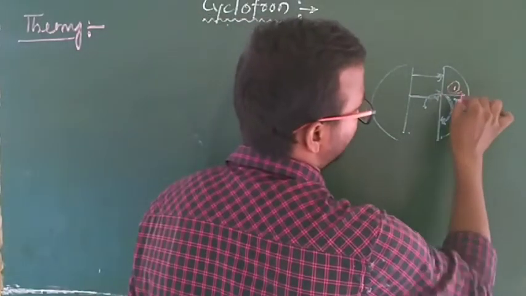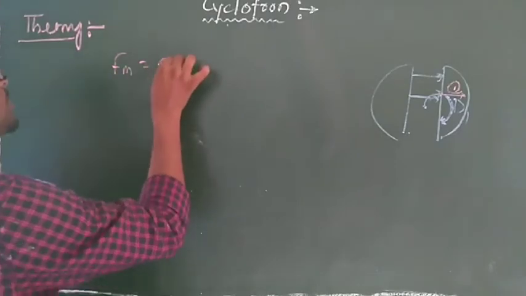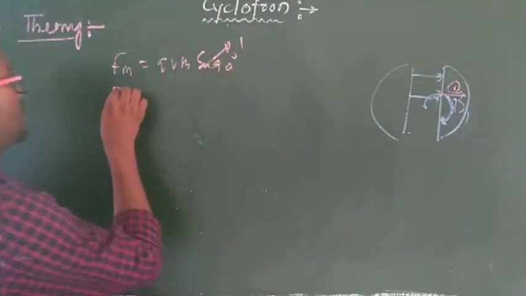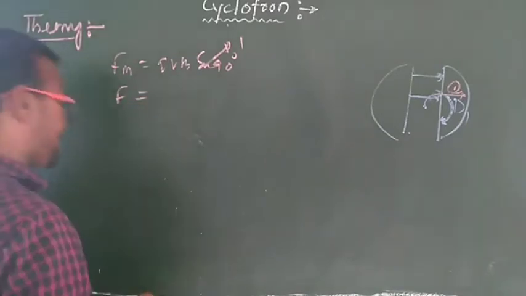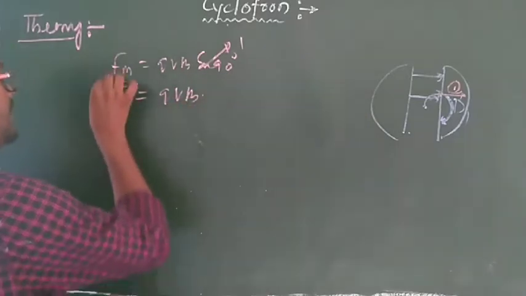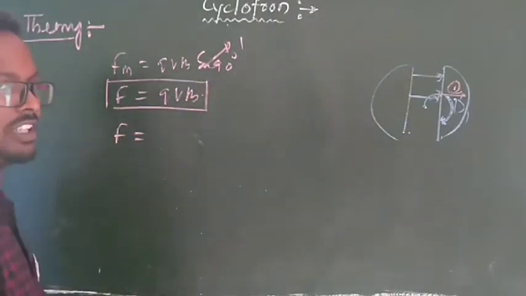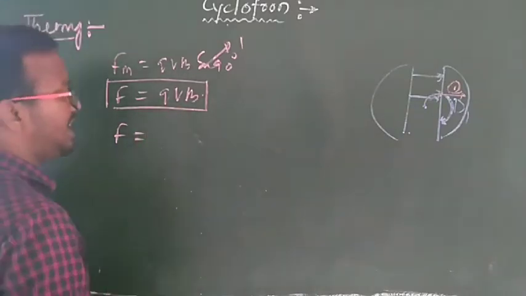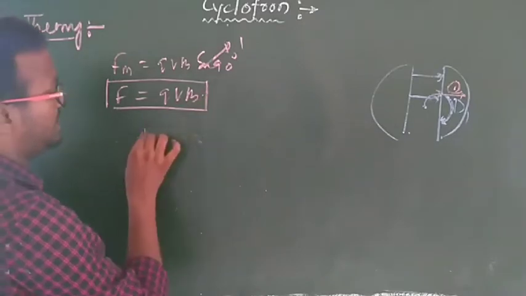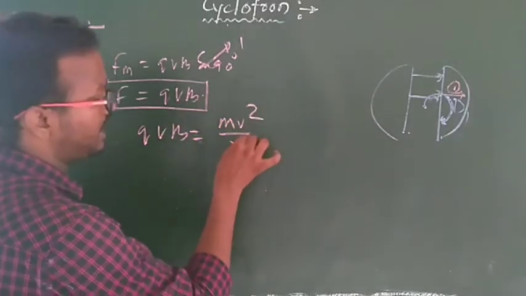The magnetic field and the velocity of the charged particle are perpendicular to each other, so you can write the magnetic force Fm equal to QVB sin 90, and the value of sin 90 is 1. So the magnetic force experienced by the charged particle inside the disk is QVB, and this force provides the centripetal force, so QVB equals mv square by r.